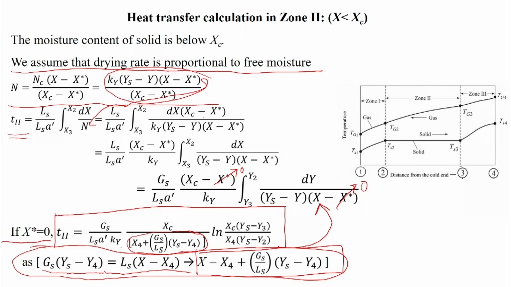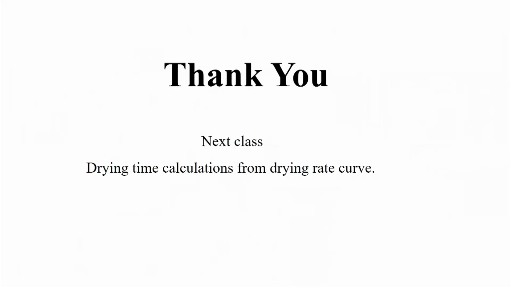Now we will be able to calculate the total drying time in the continuous dryer also, that means in zone 1, zone 2, zone 3. In the next class we will be discussing the drying time calculation from the drying rate curve. There we will be discussing different situations and calculating the total drying time.